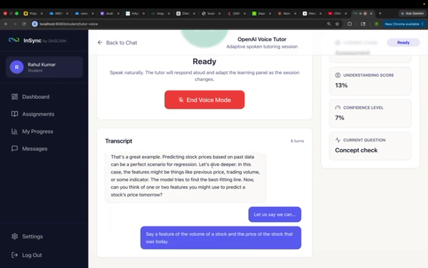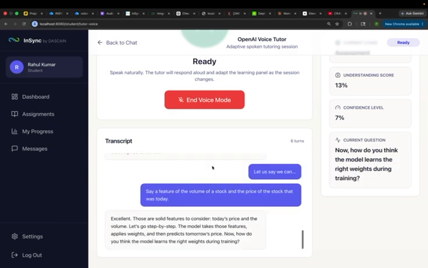Excellent. Those are solid features to consider. Today's price and the volume. Let's go step by step. The model takes those features, applies weights, and then predicts tomorrow's price. Now, how do you think the model learns the right weights during training?